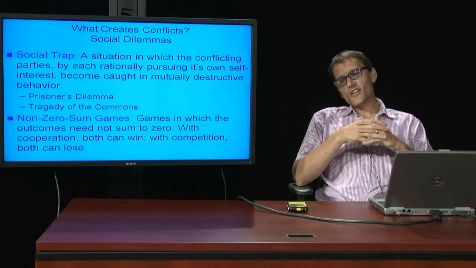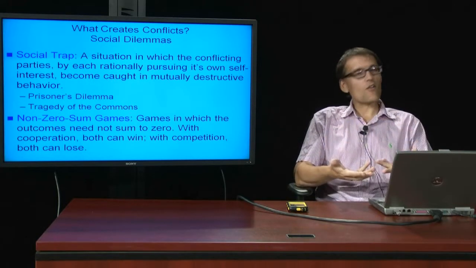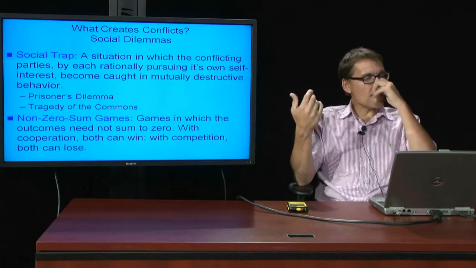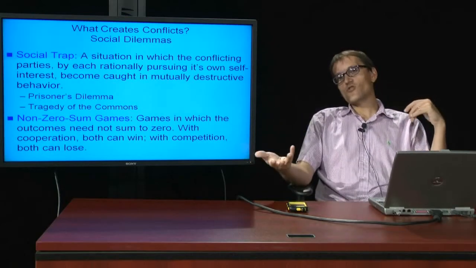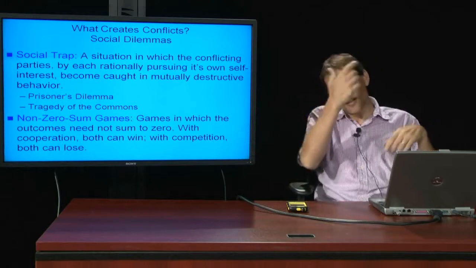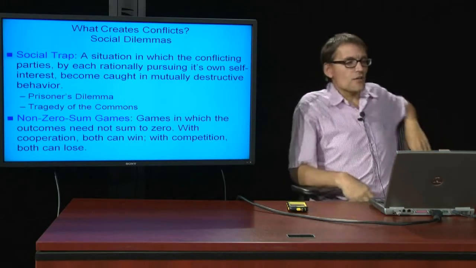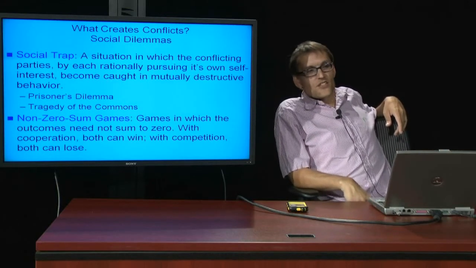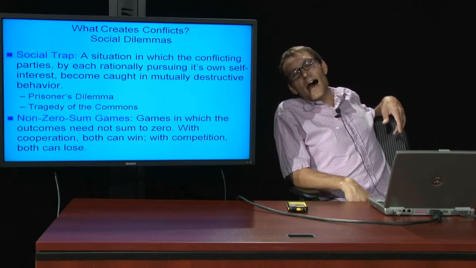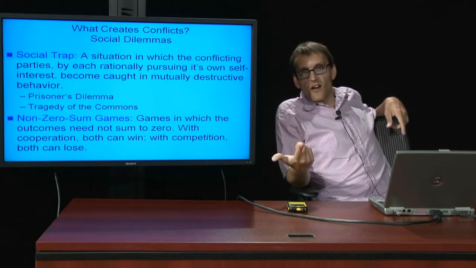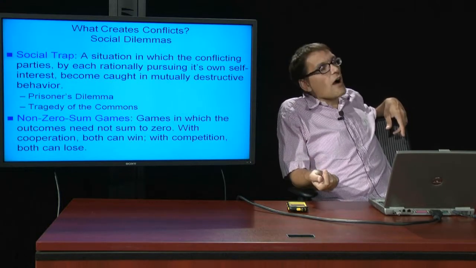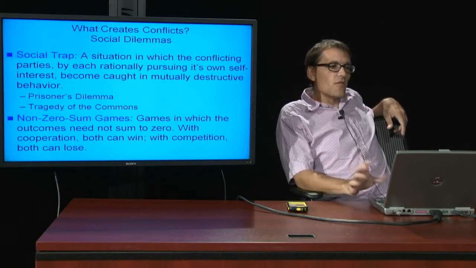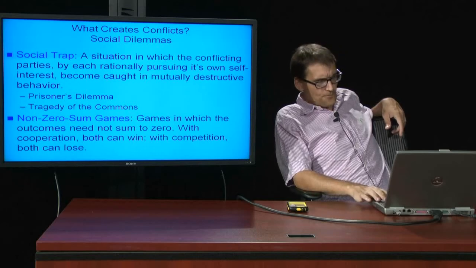And we can talk about situations where we need to work with our future self. We can refer to our future self and our present self as though we're different entities and refer to a social relationship between the two. Some of this stuff I'm going to talk about sounds a little funky, but that's clearly what we've got going on. Well, a social trap is a situation in which the conflicting parties, by each rationally pursuing its own self-interest, either I'm pursuing my own self-interest and make you suffer, or a situation where my present self is pursuing its self-interest and makes my future self suffer. Okay? And we'll talk about two of them, prisoner's dilemma and tragedy of the commons.